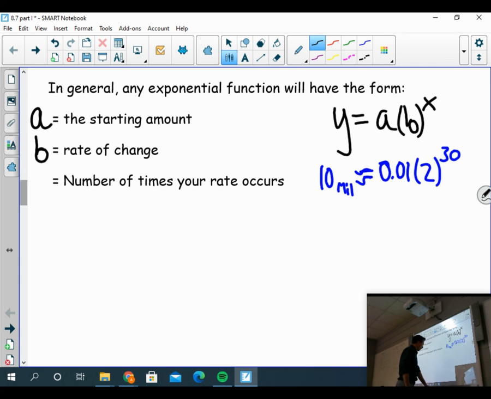Finally, you are going to have your X value, and X is the number of times your rate occurs, okay? Many people mistakenly just put their time value up there for X. We don't want to do that because X is not just time, but rather it's the number of times your rate of change occurs, right? How many times am I doubling my money? Well, I'm doubling my money once a day for 30 days, so it will be doubled 30 times, okay?